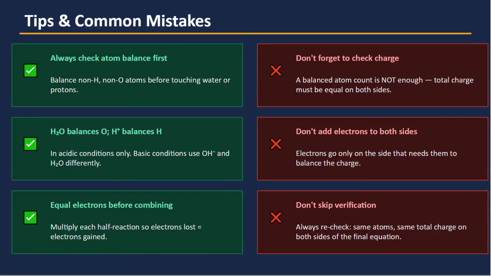Fourth, don't forget to check charge. A balanced atom count is not enough. Total charge must also be equal on both sides. Fifth, add electrons only on the side that needs them to balance the charge, so don't add them on both the reactant and product side. Sixth is don't skip verification. After doing all the steps and combining them, check again and verify that everything is balanced.